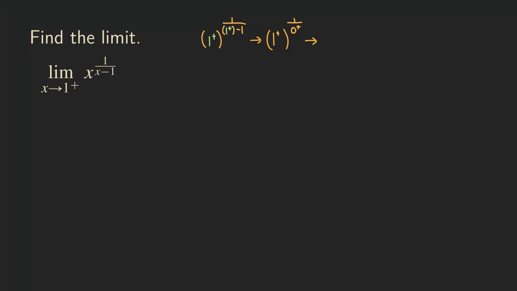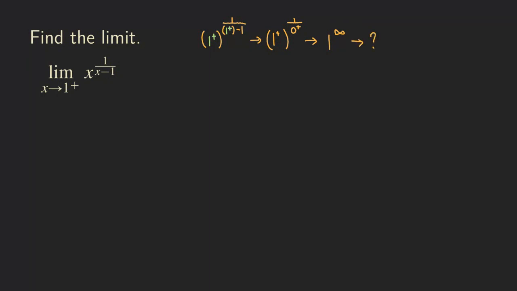And now you can see that when you look at 1 divided by a small number, then you are going to get infinity. So we just have 1 to the infinity. Now, one thing that's important to remember is that this 1 is not an actual one. This is a quantity that's approaching 1, and then the exponent is approaching infinity. So this is an indeterminate form.